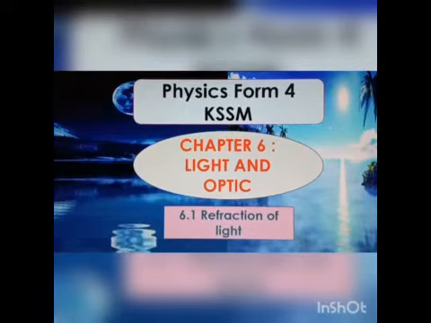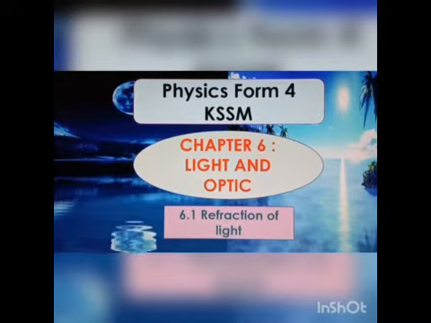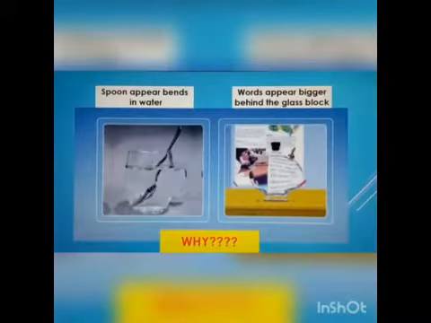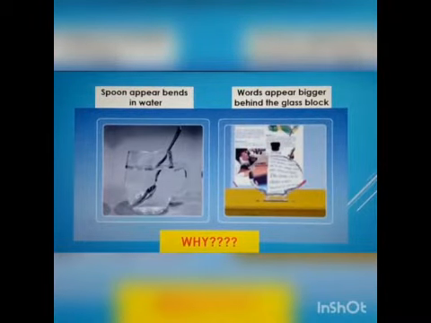Take on the first part, 6.1, refraction of light. Okay, this situation, I think you will observe it almost every day. So you put a spoon into the water, you can see the spoon appears bent in water. Or you put a glass block, you can see suddenly the words of the book become bigger. Okay, so why does this situation occur?